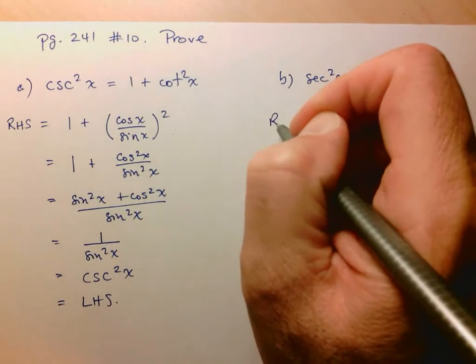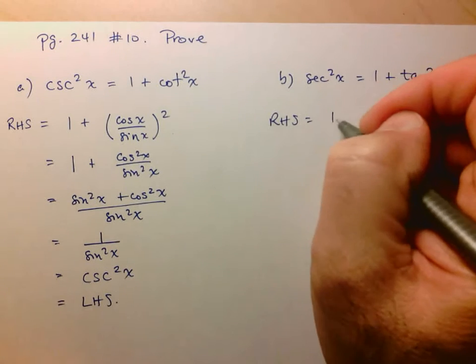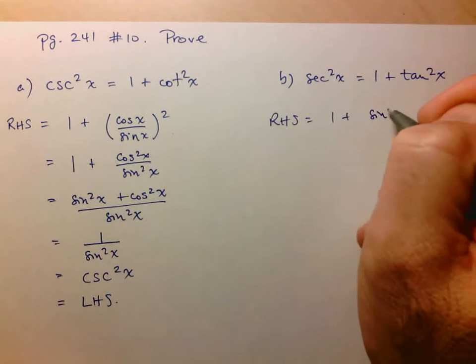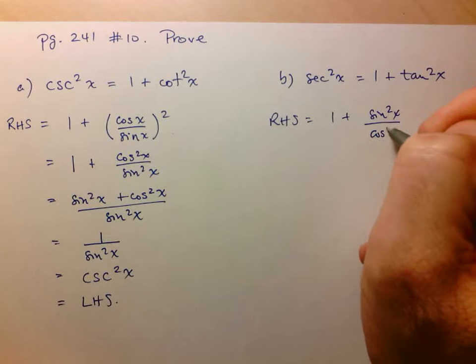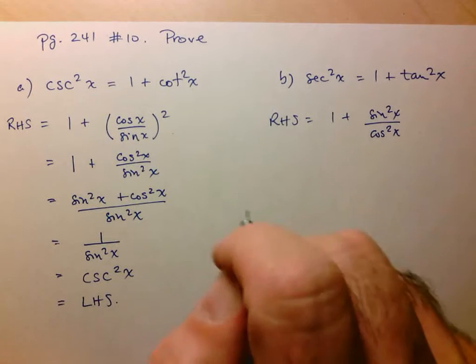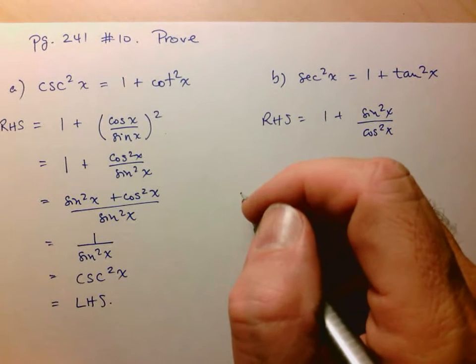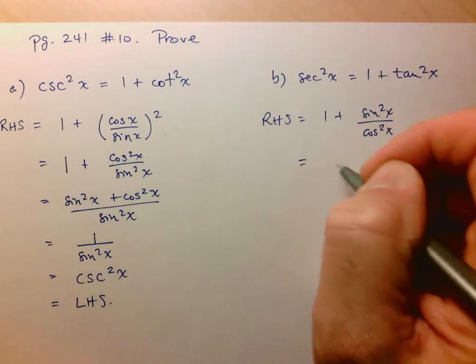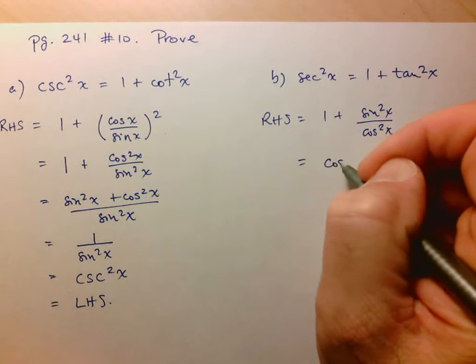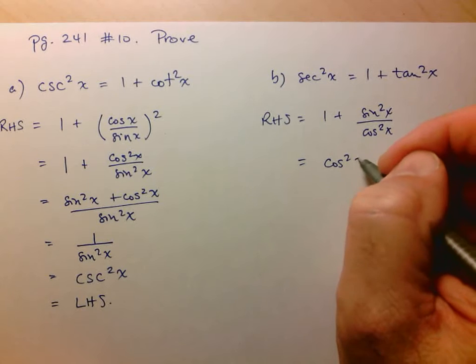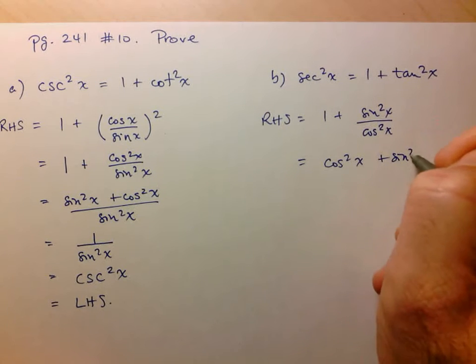So same thing here. Start with the right hand side. 1 plus, in this case, it'll be sine squared x over cos squared x, since tan is equal to sine over cos, so just square numerator and denominator. And again, add these up using a common denominator, in this case, of cos squared x.